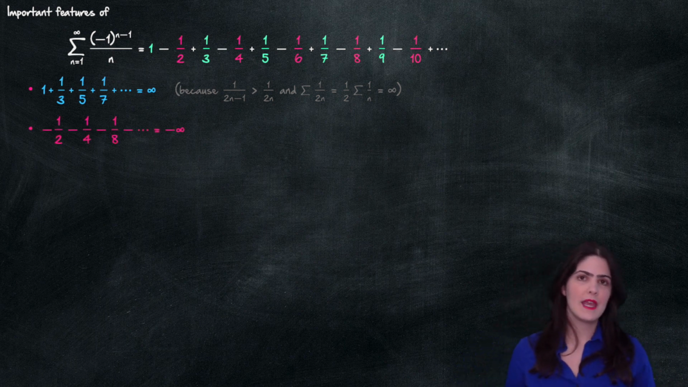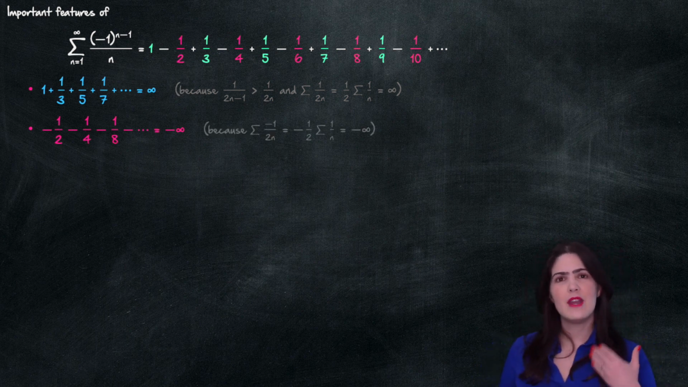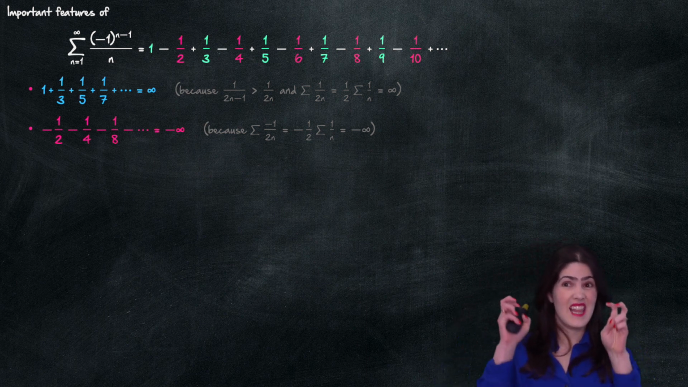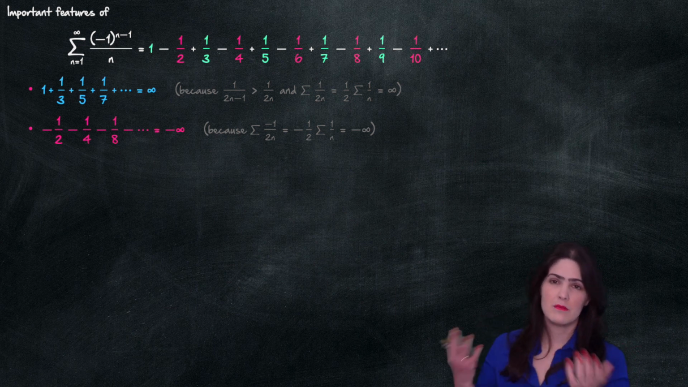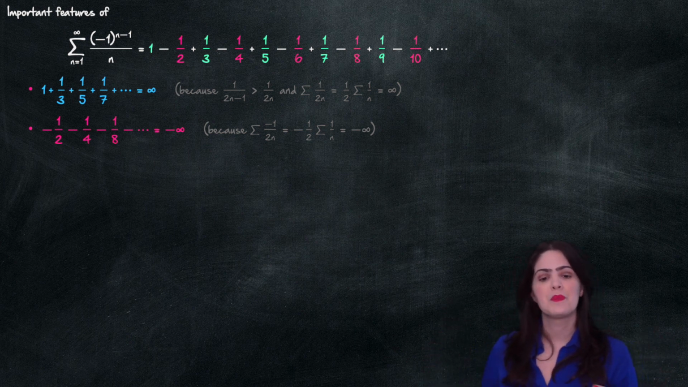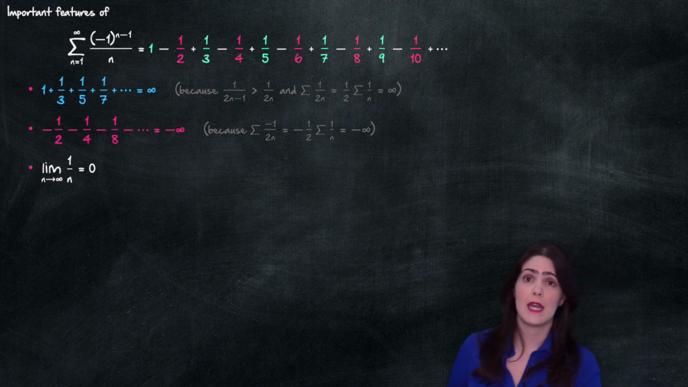If we add all the negative terms, that diverges to negative infinity, using the same argument. The sum of negative 1 over 2n, you can look at as negative 1/2 times the sum of the harmonic series, which diverges to infinity, so you can think of negative infinity. And then we have another property: the terms, 1 over n, go to 0 as n goes to infinity.